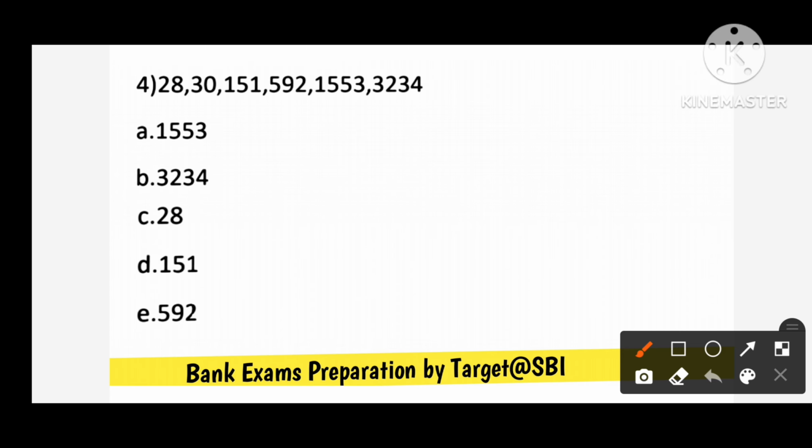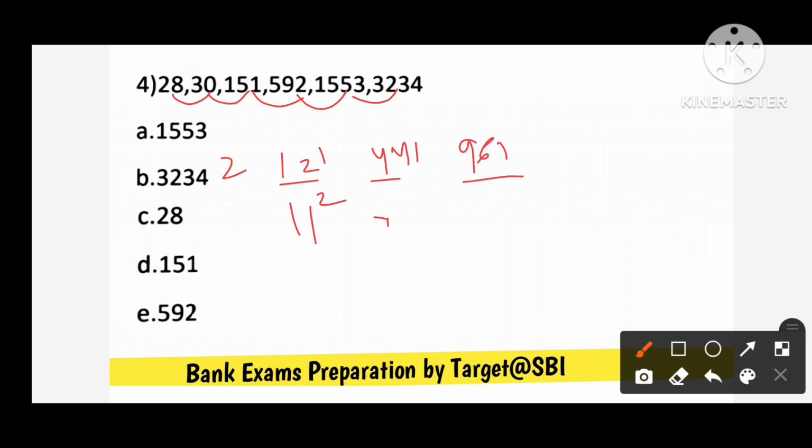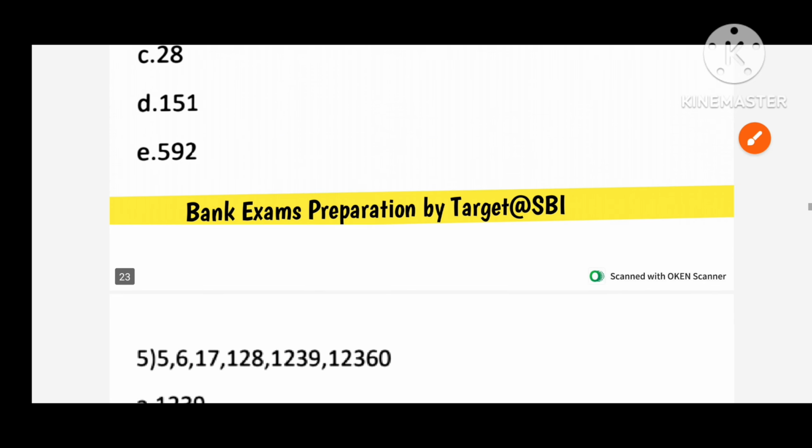In question number 4, we see the difference between these two is 2. Here the difference between these two is 1 to 1. Next one, difference between these two is 1 4 4. Difference between these two is 1 6 9. So these numbers are familiar to me as square values. 11 square, 21 square, 31 square. So it must be 1 square. So this is our wrong number. 28 is the wrong one. Next, question number 5.